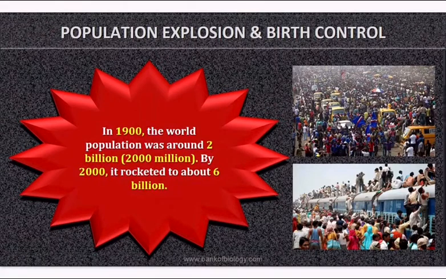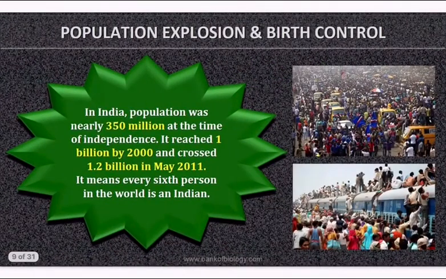Look at some of the statistics that we give. In 1900, the world population was around 2 billion, 2000 million. By 2000, it rocketed to 6 billion. See, 2, 3, just 6. 3 times just in 100 years, isn't it? Just in 100 years, from 1900 to 2000. Look at that, 3 times, triple.